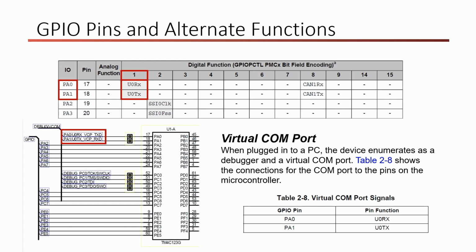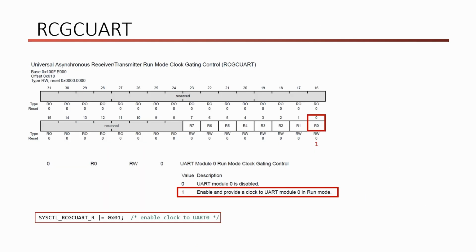Okay, the PA0 and PA1 pins can provide connection to a serial console through a virtual COM port. PA0 is the receiver pin and PA1 is the transmitter pin of the UART0 peripheral. The RCGCUART register provides software the capability to enable and disable the UART modules in run mode, so here you need to enable the clock of UART0.